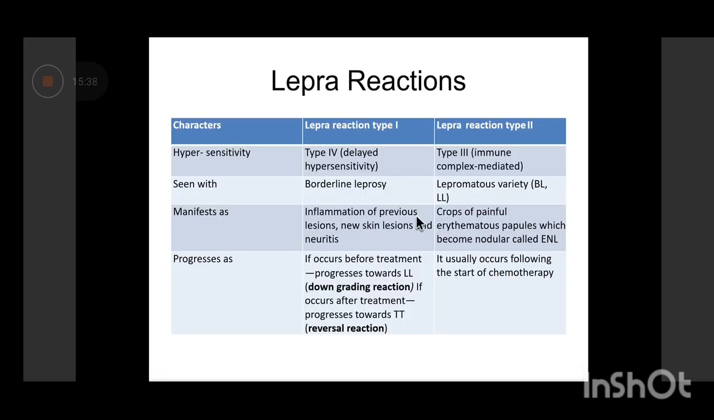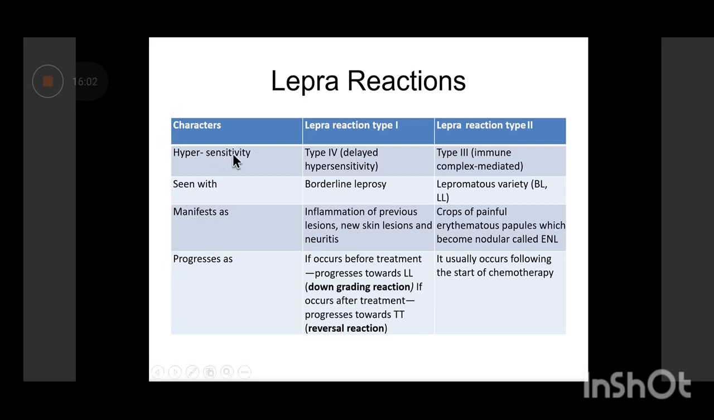Now coming to the lepra reaction. So these patients, apart from the deformities, can also show reactions, called lepra reactions. You know the two types, type 1 and type 2.